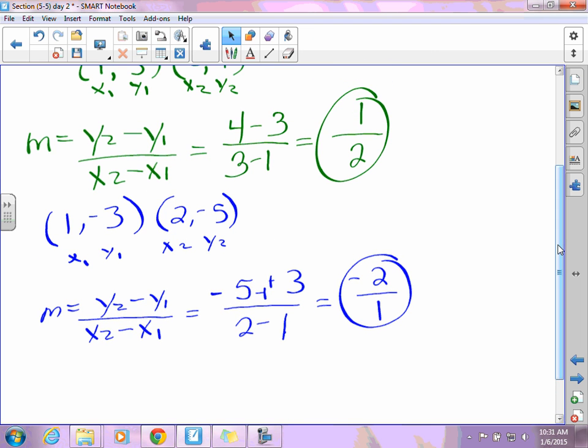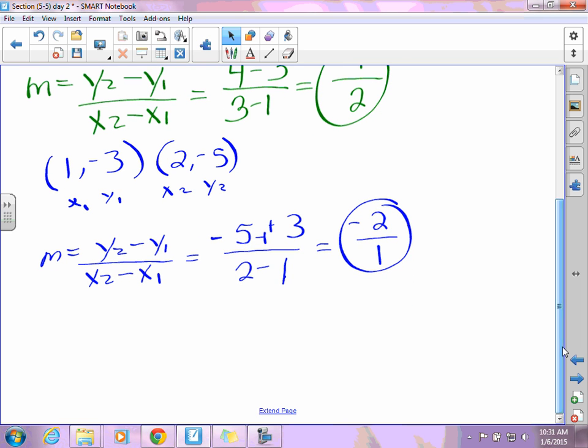So what do you think? Are they parallel? Why aren't they parallel? They're not the same, right? Are they perpendicular? Yes, they are. Why? Very good. They're flipped. One's positive, one's negative. So yes, their slopes are opposite reciprocals.